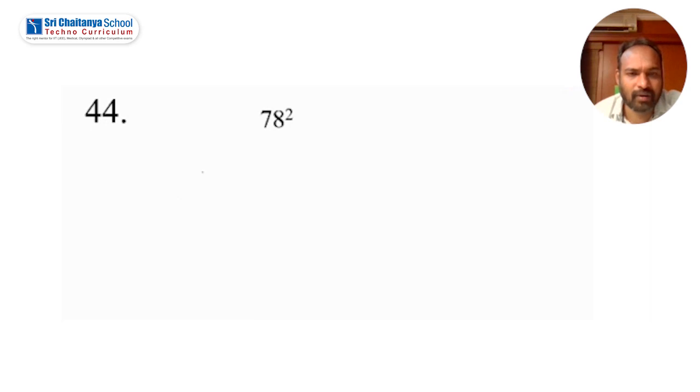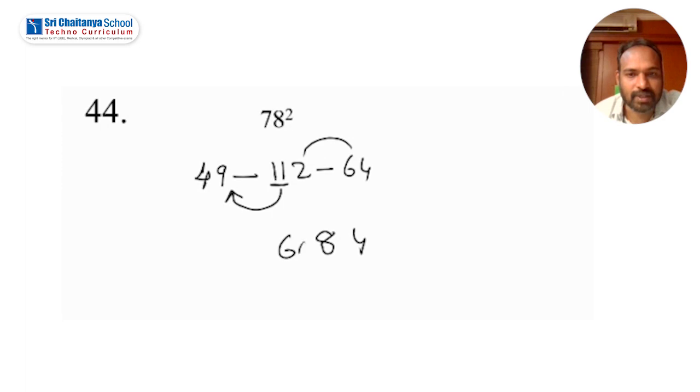Now straight away 78 square. What is the first step? Write down 7 square, which is 49. Next 2 into 7 into 8, which is equal to 112. 8 square, how much? 64. Do the balancing. 4, 6 will carry forward. 2 plus 6 will become 8. Carry forward this 11 here. So 11 plus 49, which is 60. 6084 is our answer.